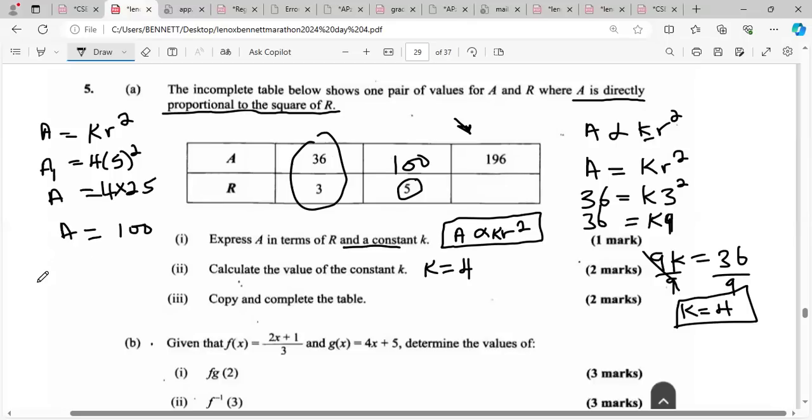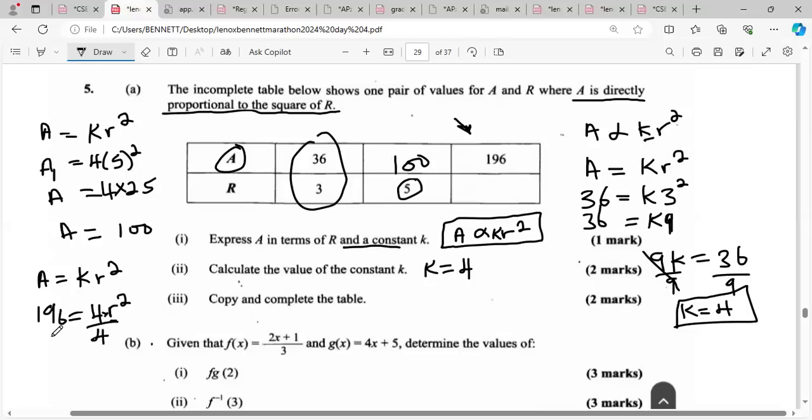So we have the formula, which says A is equal to K R squared. This time we have A, so we're going to replace A with 196. It is equal to, we know K is 4 because for all of them it's going to be that. We don't know R this time, but we know R squared. So we need to get rid of this 4 right here, because we want to get R by itself. So you take the opposite of whatever is happening. So we divide by 4.